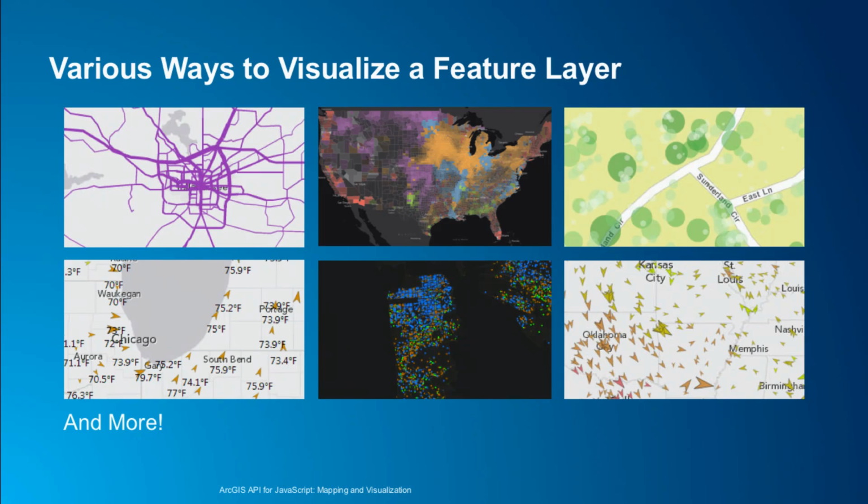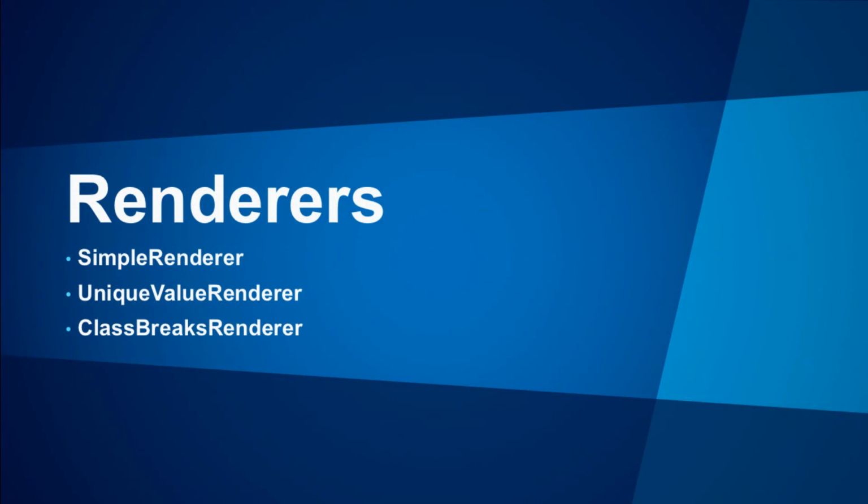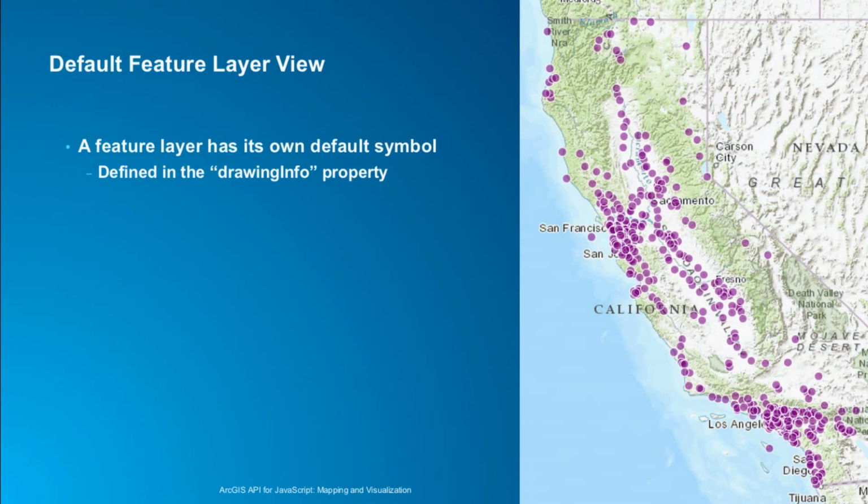We think we have a pretty sweet platform for creating interesting 2D visualizations and 3D visualizations, but we're just going to talk about the 2D, and we hope you'll learn about it. It all starts with renderers, so we have some of the basic renderers. Simple renderer, which just draws a single color, unique value, which breaks it up in types, and class breaks renderers.